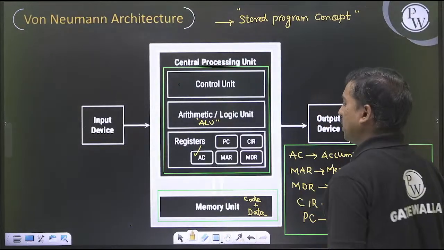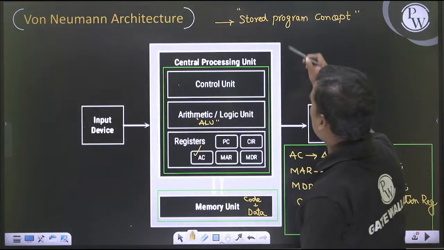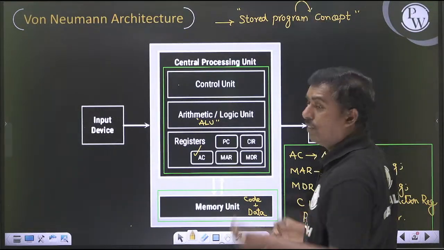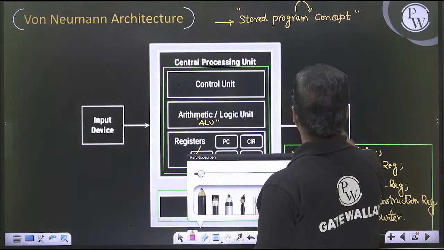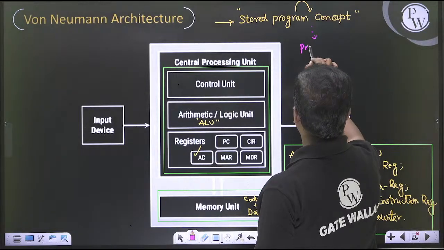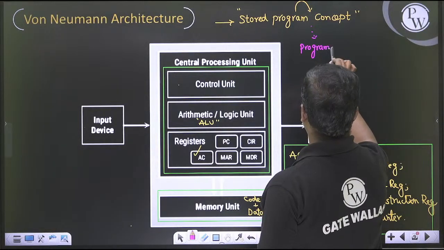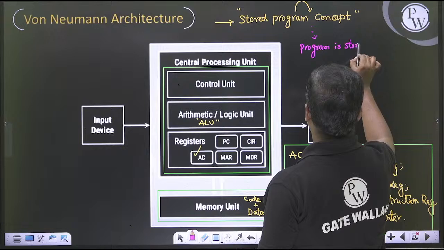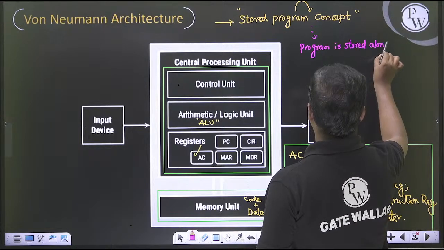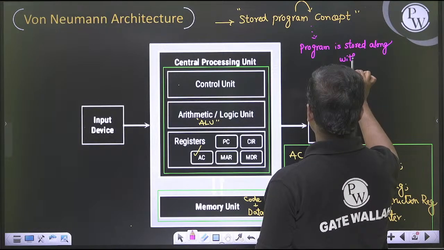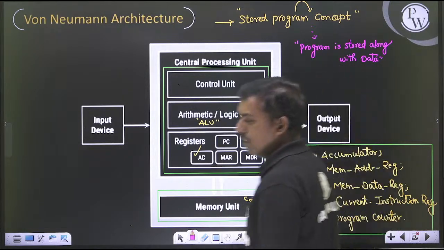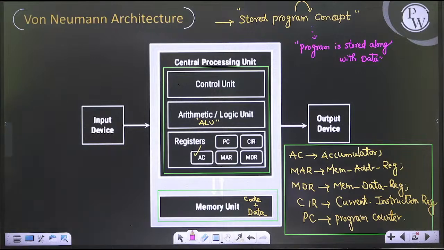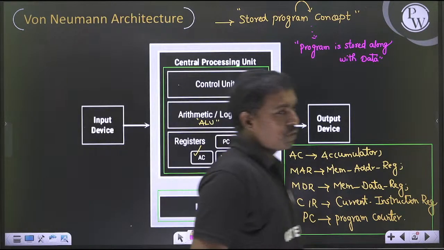This type of architecture is called the stored program concept. Why? Because the program is also stored along with the data. What is the meaning of this? The program is stored along with the data. That's why it's called the stored program concept. Are you following?